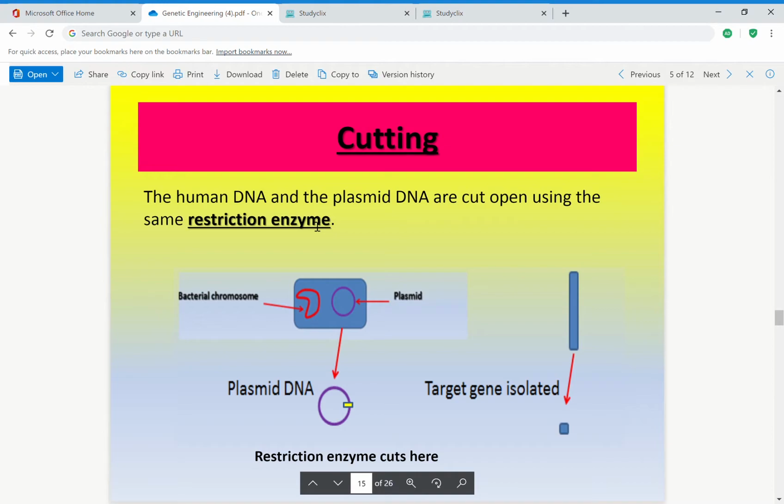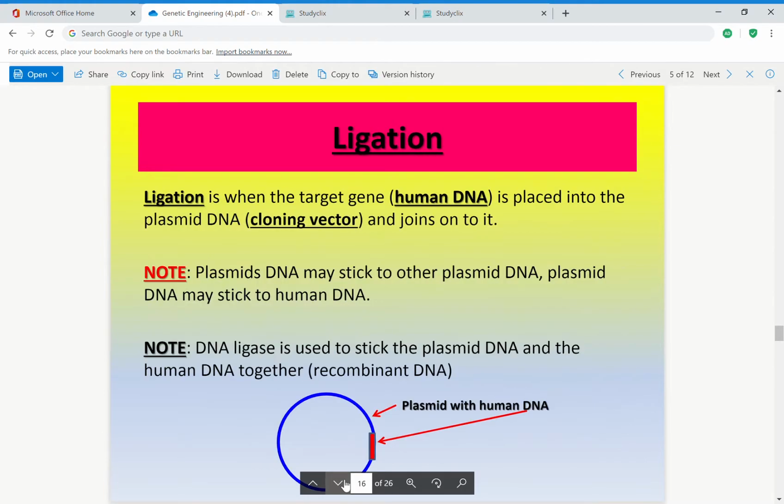The reason why you'd use the same restriction enzyme is because you want to make sure that the patterns match up. Essentially the idea is you want to make sure that the bacteria doesn't realize that anything strange has happened to its DNA. Now in reality a lot of them do realize and they don't produce the gene that you want, but if you can trick the bacteria into thinking that it's perfectly normal, then you have a better chance of success.